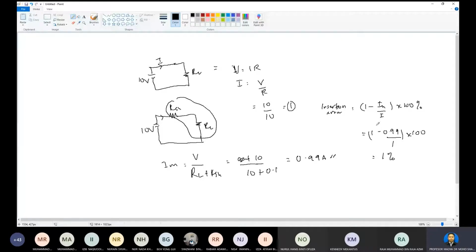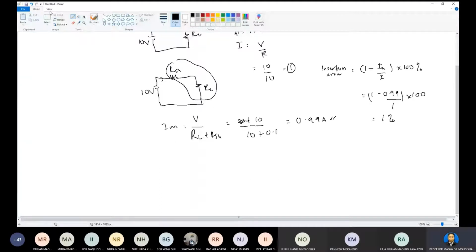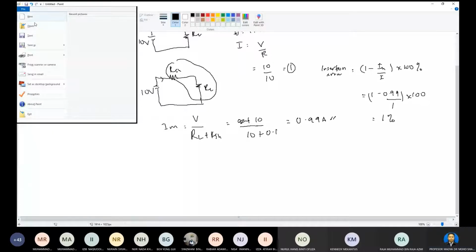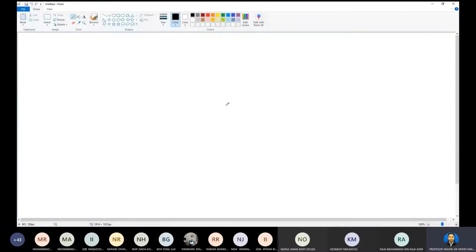Then you can also try for part B, where R shine equals 1 ohm. It will be similar to before: V divided by RL plus Rs. V equals 10, RL is 10, Rs is 1. So the answer will be 0.909 ampere.